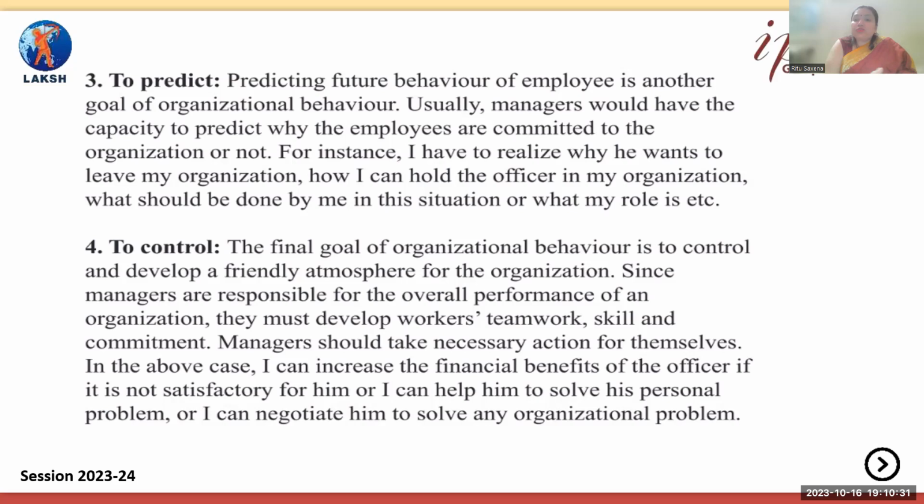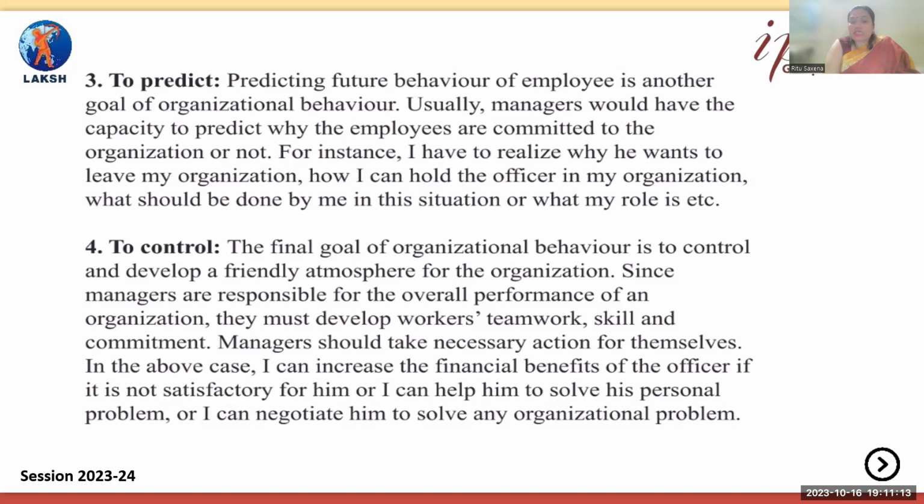Now the last part is to control. After I have understood why the person is behaving this way, and I have predicted the reason as well as the future behavior, now I must control that behavior because I have certain information about that particular employee. The final goal of OB is to control and develop a friendly atmosphere in the organization. Since managers are responsible for the overall performance of an organization, they must develop workers' teamwork skills and commitment. So managers should take necessary actions.